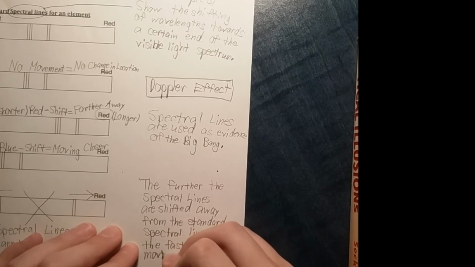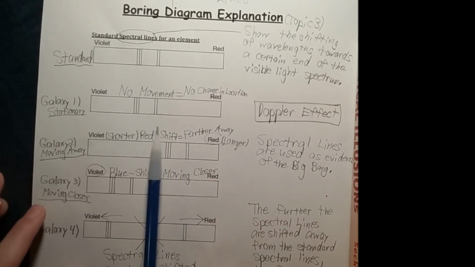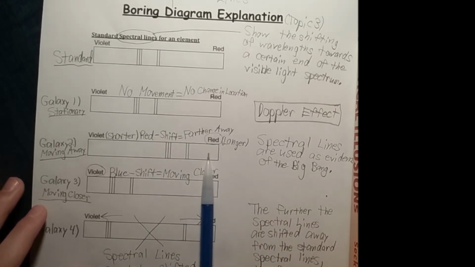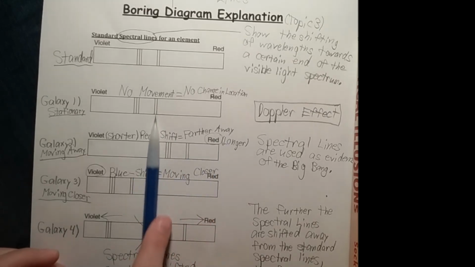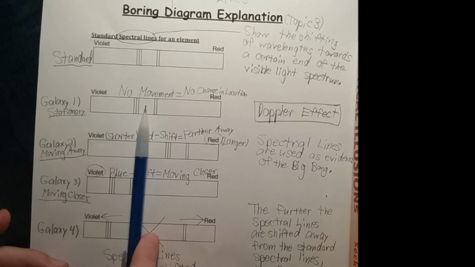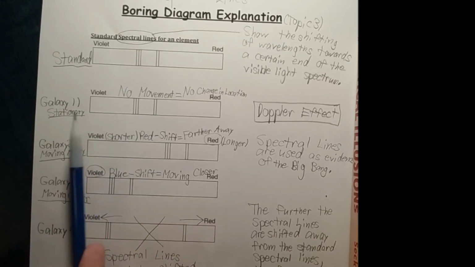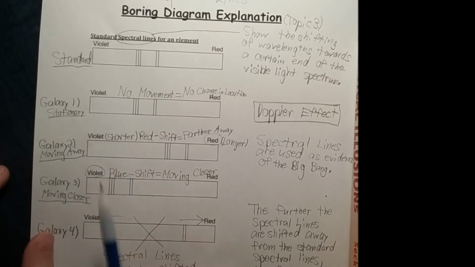So, if we look back at galaxy 2, we're going to see that the further these spectral lines are shifted towards the red end of the spectrum, that's going to mean the faster that it is moving away from us. And the closer these are shifted to the standard spectral lines, that's going to mean the slower it is moving. And the same thing with the blue shift as well. The closer it is to the violet end of the spectrum, that's going to mean it's moving closer to us faster. And the closer it is to the standard spectral lines, that's going to mean that it's moving slower.